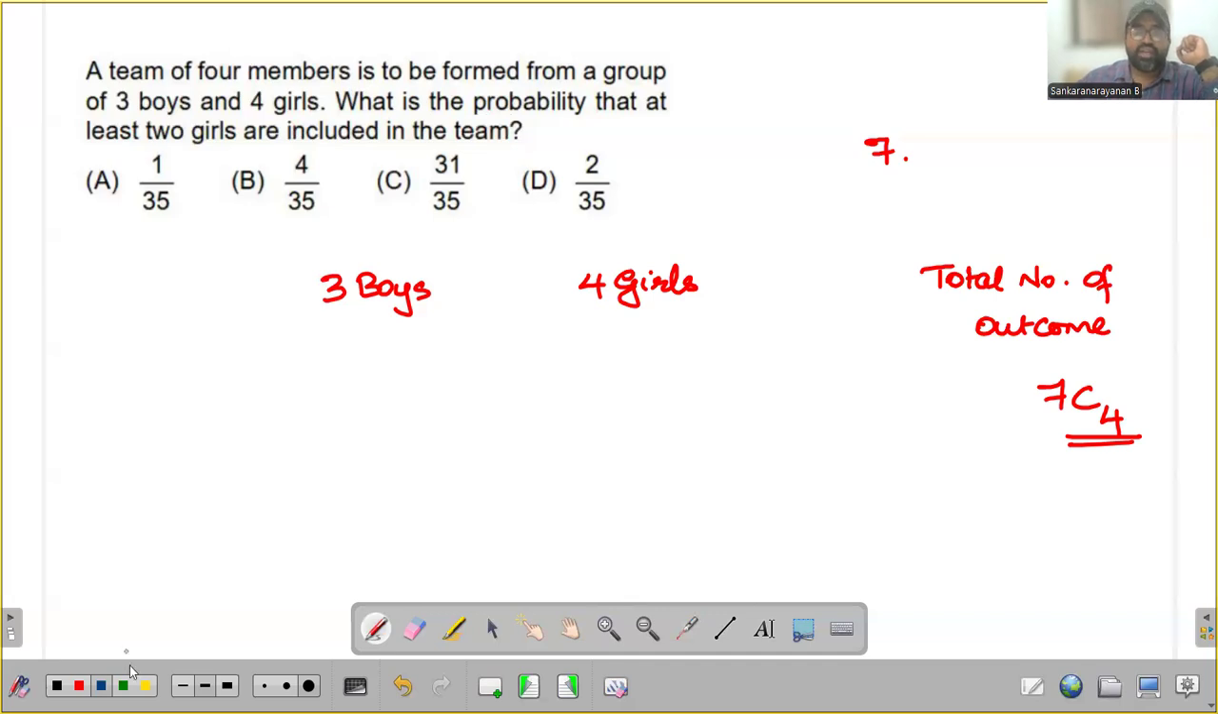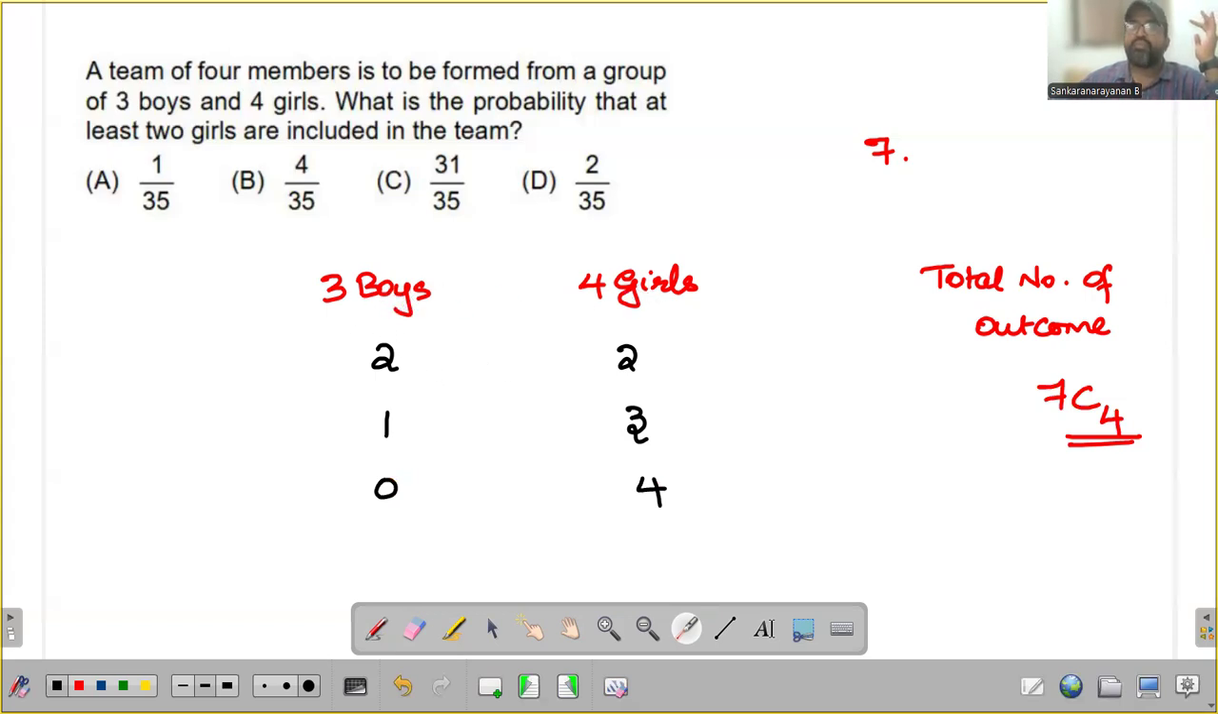So we can write multiple possible situations here. It could be 2 girls and 2 boys. It could be 3 girls and 1 boy. It could be 4 girls and no boys selected. See, 3 possibilities are there, because altogether I have to select 4 members, right? So 2 plus 2 is 4, 3 plus 1 is 4, 4 plus 0 is 4. So we can think about 3 instances here.